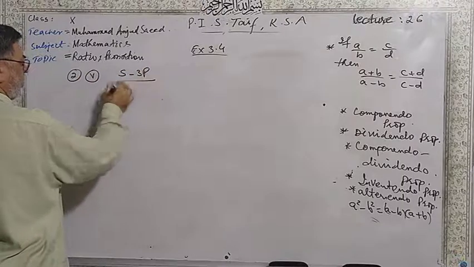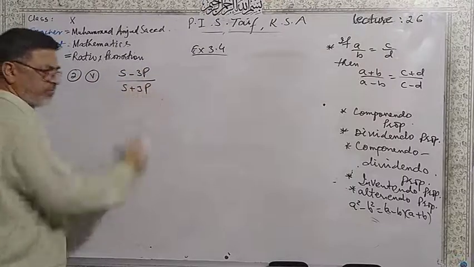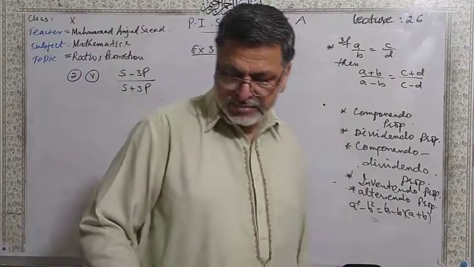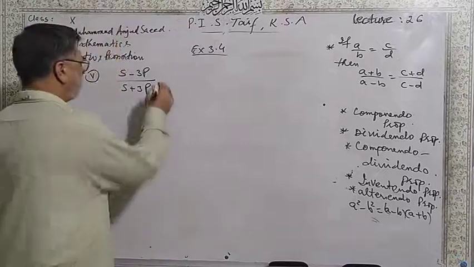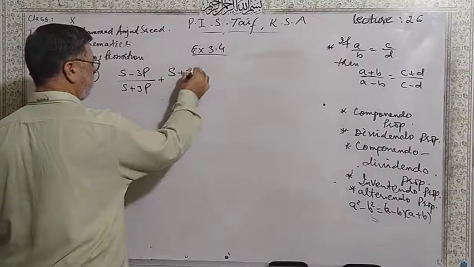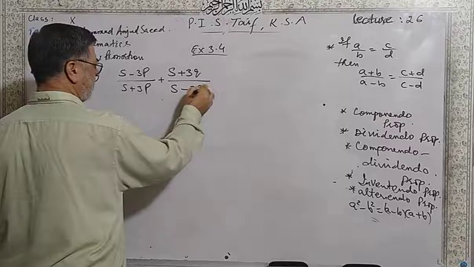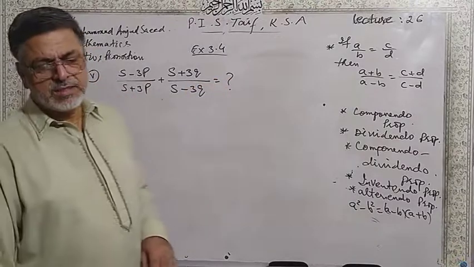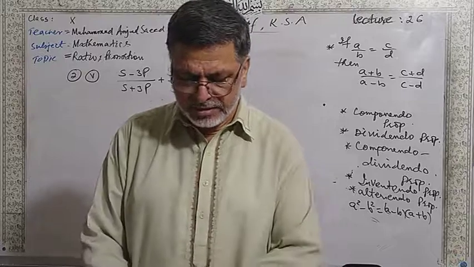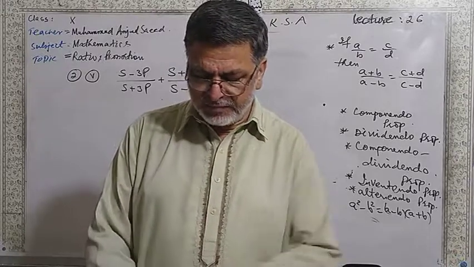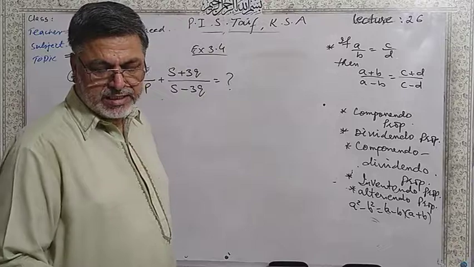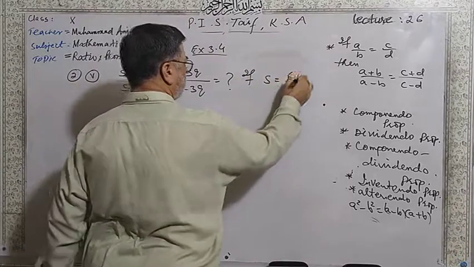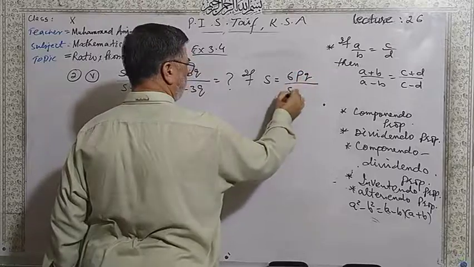S minus 3p over S plus 3p, plus S plus 3q over S minus 3q. You have to find the value of this. Same technique, same question. If S is equal to 6pq over S minus 3q.